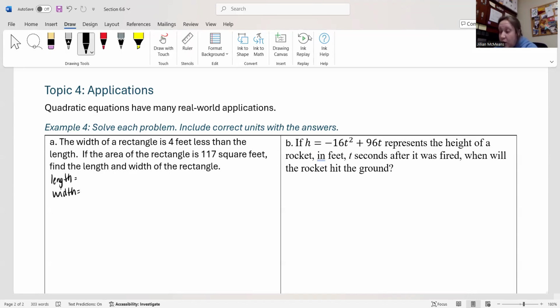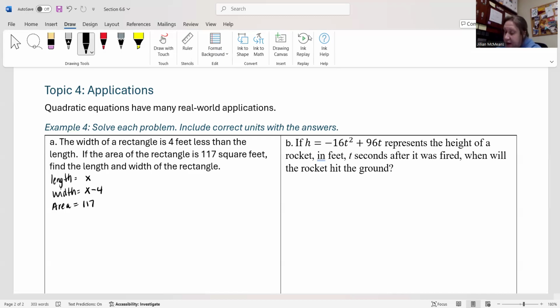We know that the width of a rectangle is 4 feet less than the length. We don't know anything about the length technically. So I'm going to go ahead and say the length is going to be X, whatever, X units. So X feet in this case. If the length is X, then the width would have to be X minus 4. So I'm going to say the width is X minus 4. And we also know that the area is 117.